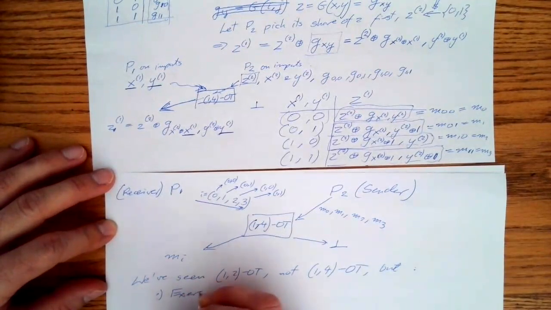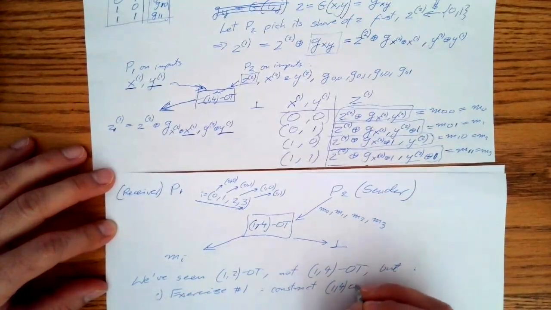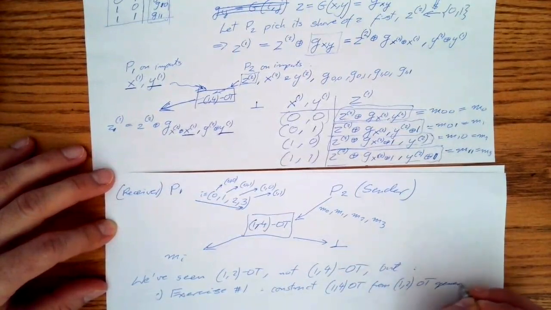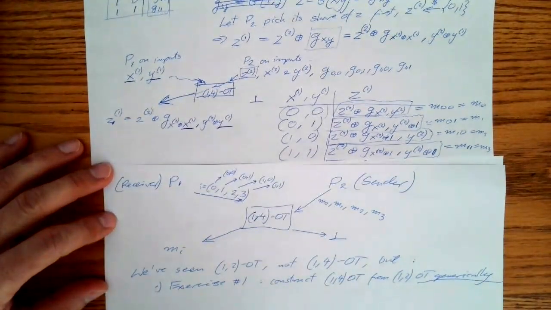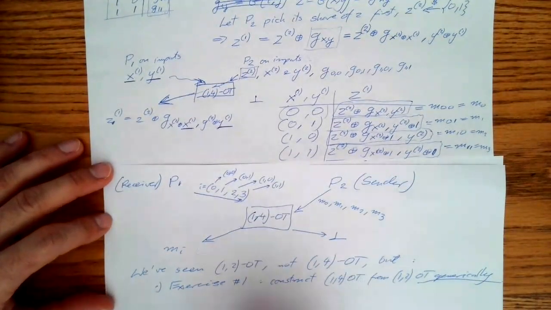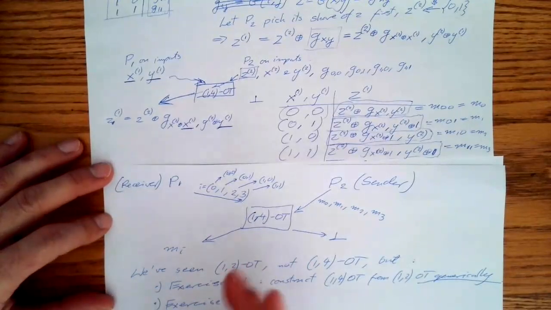Exercise number one. Construct one out of four OT from one out of two OT generically. So don't care how the one out of two OT is achieved. The moment you have it, you can easily implement one out of four OT. In fact, you can implement one out of N OT. Exercise, using several instances of this one, just put together in a correct way.